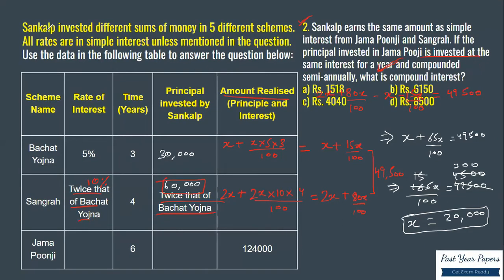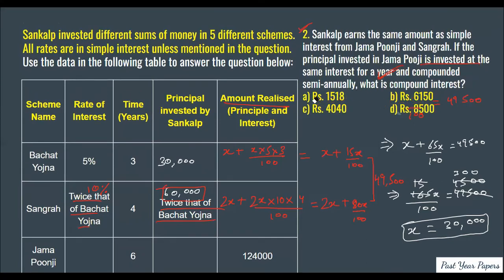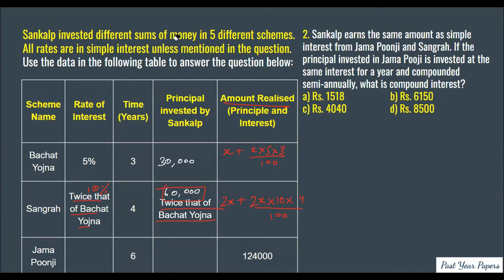So second question, let me erase few things. So this is done. Second question is, Sankalp earns the same amount as principal interest from Jama Punji and Sangraha. Jama Punji and Sangraha, same simple interest. If the principal invested in Jama Punji is invested at same interest for a year and compounded semi-annually, what is the compound interest?